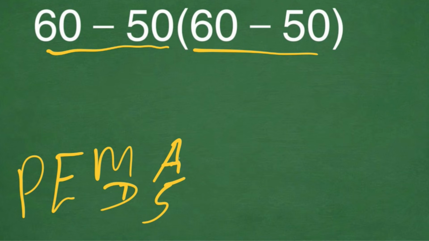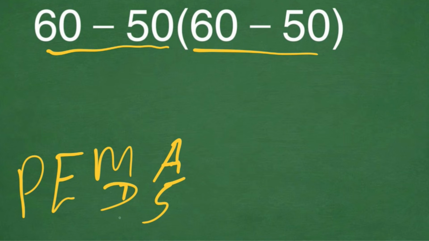So according to the rule PEMDAS, P stands for parenthesis, E stands for exponent, M and D stand for multiplication or division, A and S stand for addition or subtraction. According to this rule, the first thing to solve is parenthesis, right? So after we solve the parenthesis, we are going to move to exponent, and then to multiplication or division, and finally to addition or subtraction.